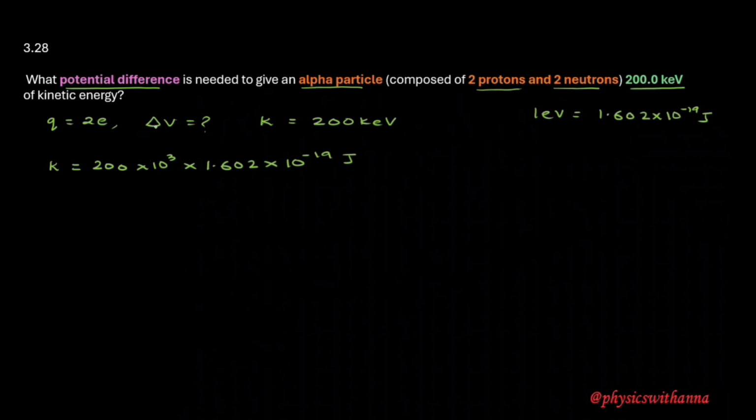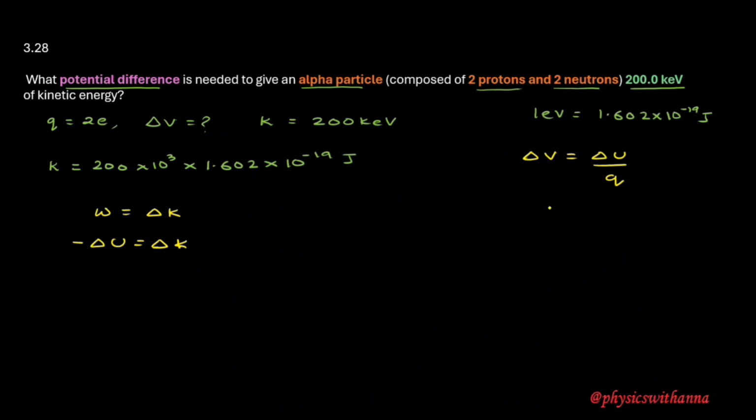We need to find the potential difference delta V. We know that work done and kinetic energy are related by the expression: work done W is equal to change in kinetic energy. And work done can also be written as negative of change in potential energy, which is equal to delta K. Potential difference delta V is related to change in potential energy as delta V equals delta U over Q.